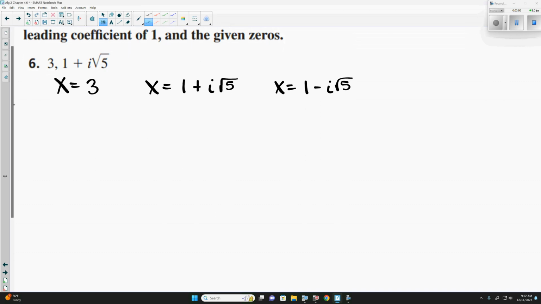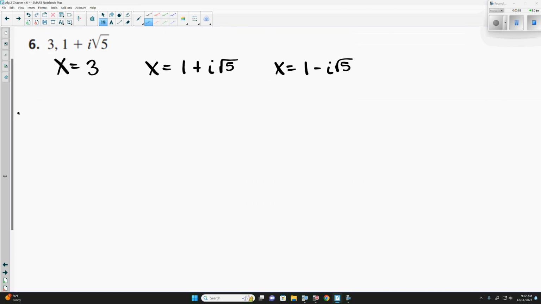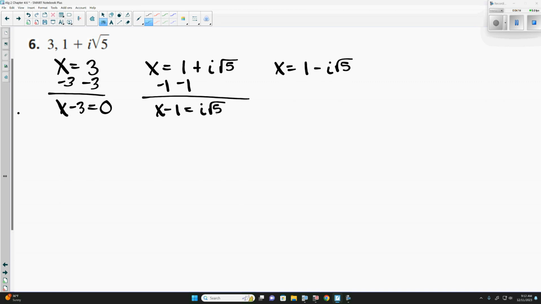Now, first step is to get each of these equal to 0. So we're moving it over. So the first one we would subtract 3, telling us x minus 3 is equal to 0. The next one we would subtract 1, telling us x minus 1 is equal to i square root of 5. And then subtract our i square root of 5 from both sides, giving us x minus 1 minus i square root of 5 is equal to 0.